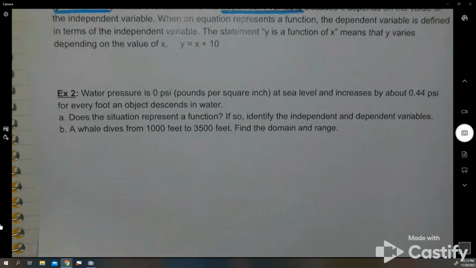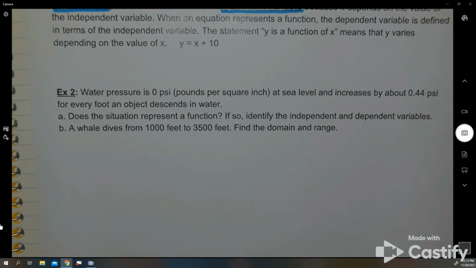All right, so let's take a look at example 2. Water pressure is 0 psi, or pounds per square inch, at sea level. So at sea level, 0 psi, and it increases by about 0.44 psi for every foot an object descends in the water. So the farther you go down in the water, every foot that you go down, those pounds per square inch increase by 0.44. So part A asks, does the situation represent a function?